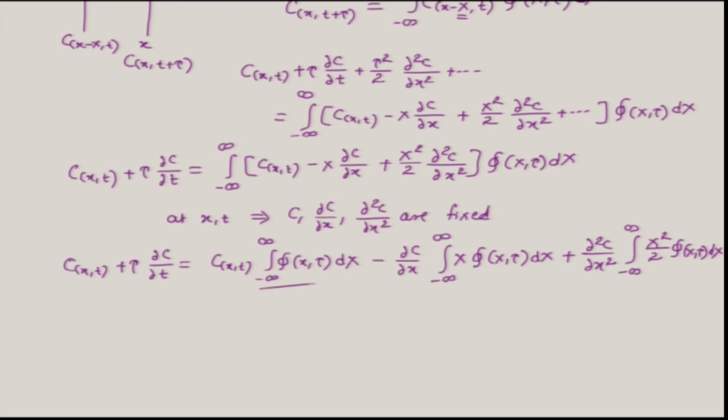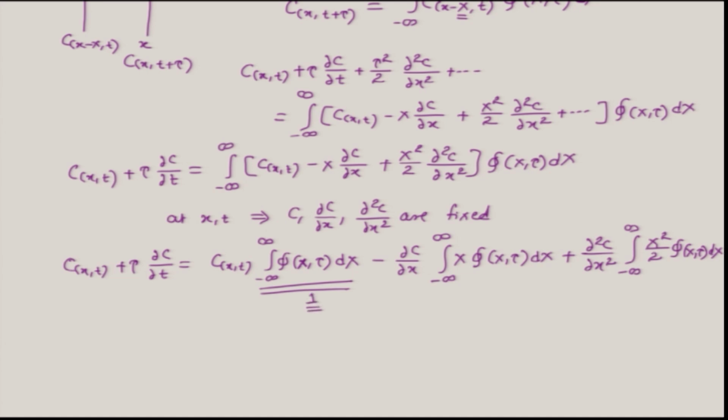Now, this integral, what should be the value of this integral? Integral minus infinity to infinity phi of X tau dX, this should be capital X. Remember, phi is the probability that a particle has increased its x coordinate by capital X in time interval tau. So, if we take the summation of these probabilities over all possible values of X, it should be unity, 1, right. So, this integral should be 1.